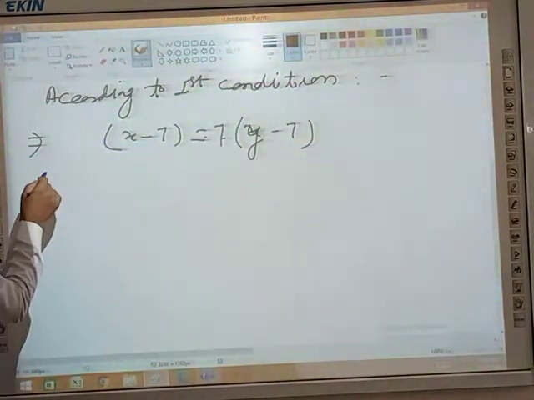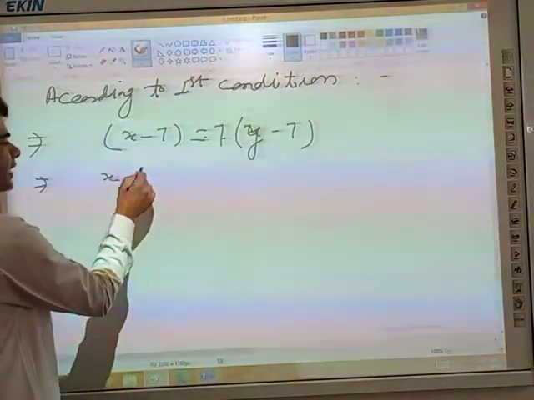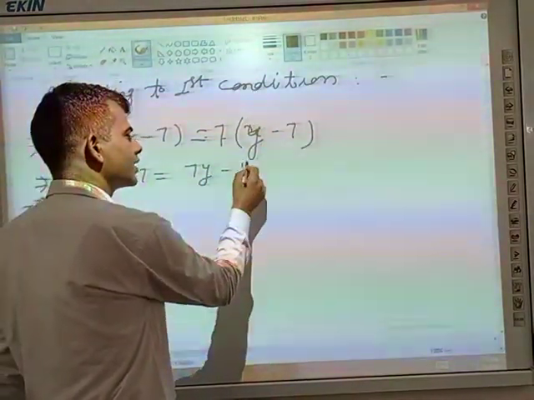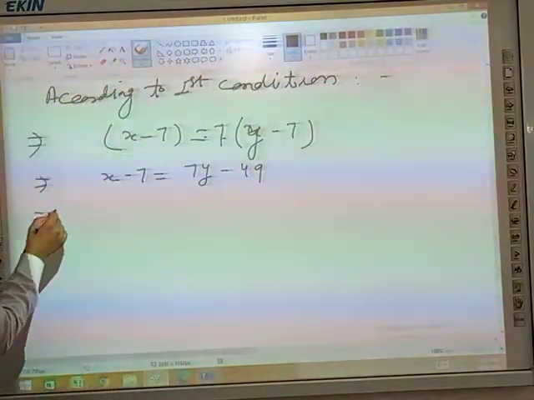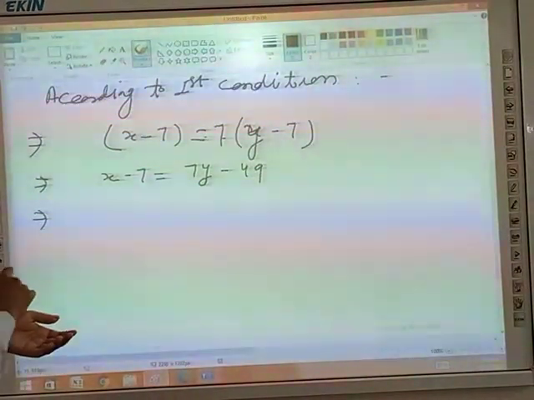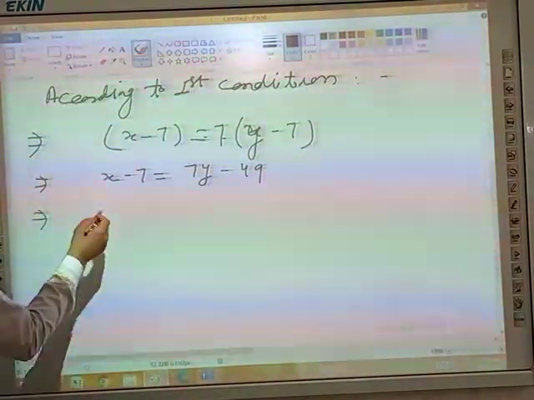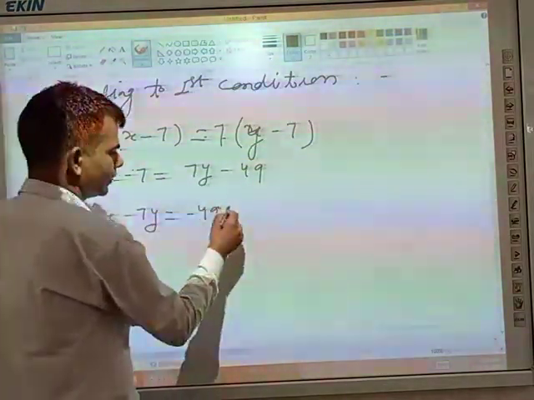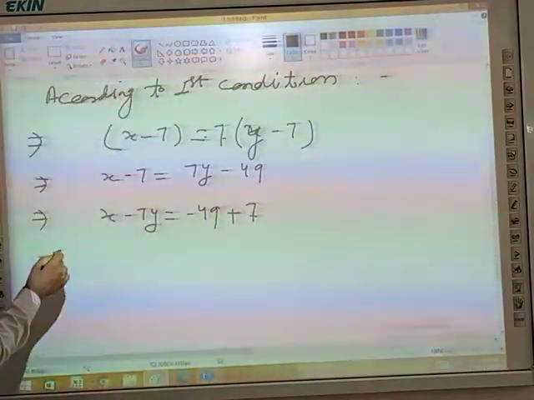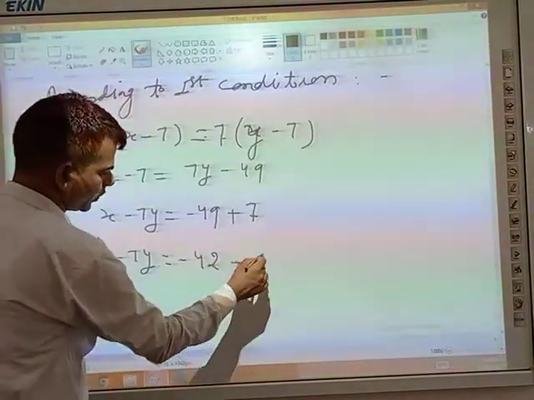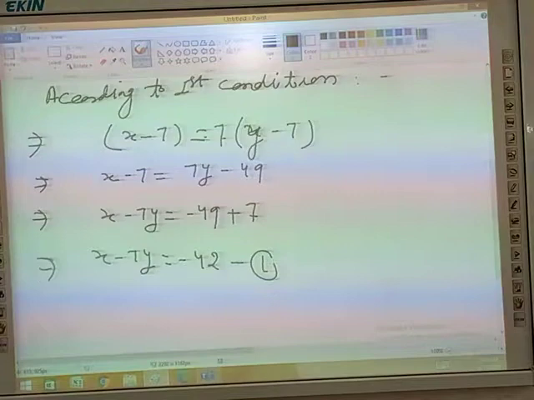Now students, we will solve it. x minus 7 equals 7y, 7 sevens are 49. Now students, we will transfer the variable to the left hand side and the constant term to the right hand side. x minus 7y equals minus 49 plus 7. Students, x minus 7y is equal to minus 42. That is equation first: x minus 7y is equal to minus 42.